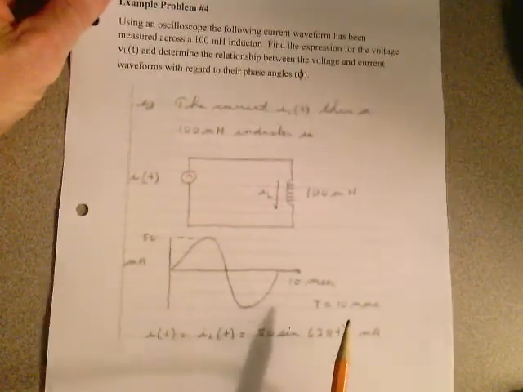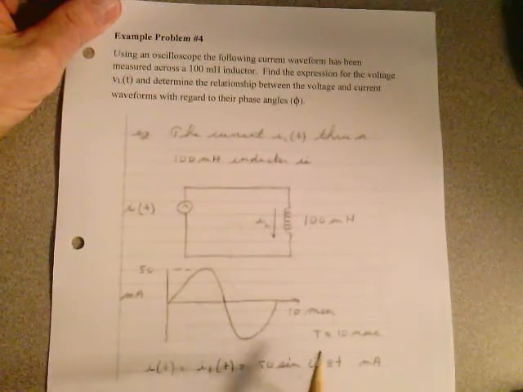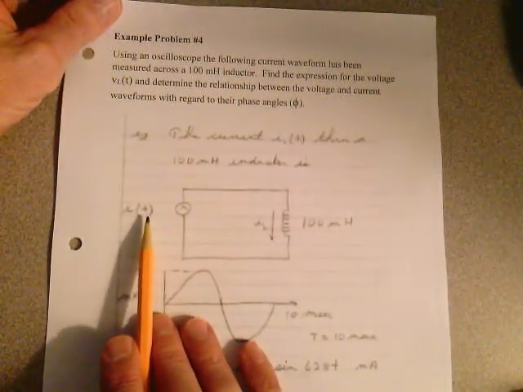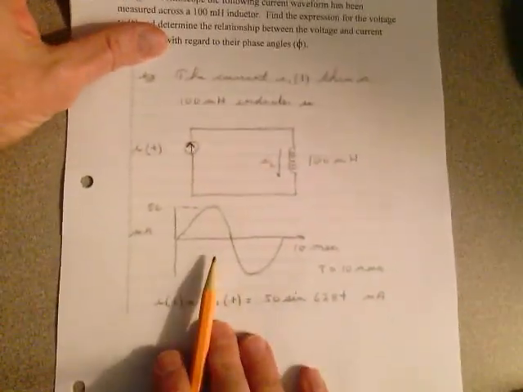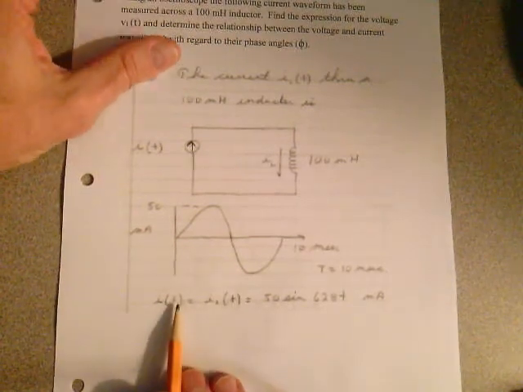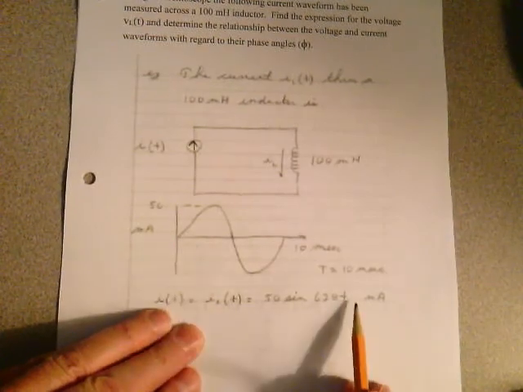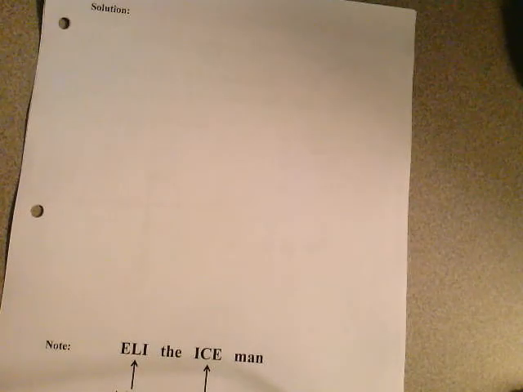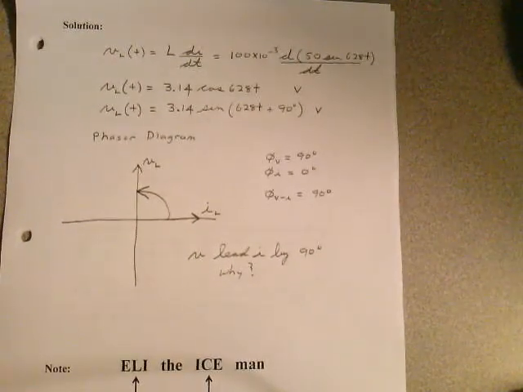Example number 4. I want you to work out example number 4. Keep it in mind, it's an inductor and you have current. This is current with respect to time. There's the waveform. I put it in terms of a sinusoidal equation for you here. Notice there's no angle down here, so I didn't even write the 0 degrees in. Work this problem out. See if you get this solution. See if you get that solution right there.